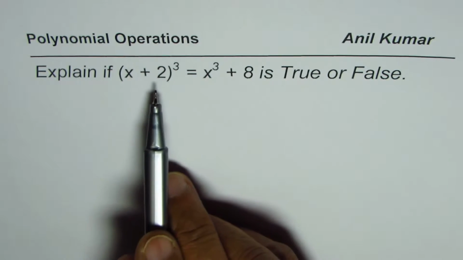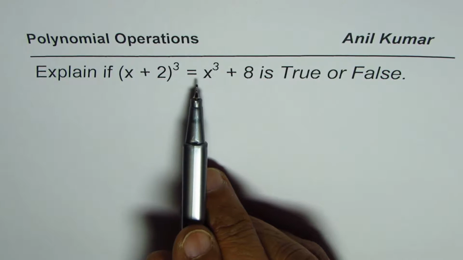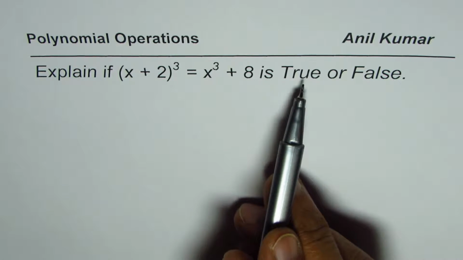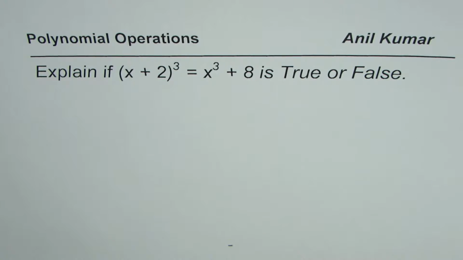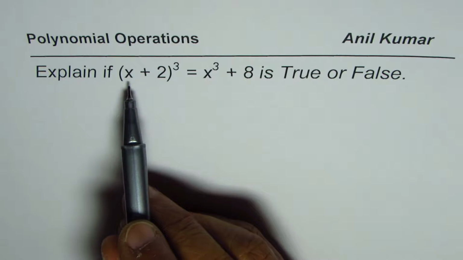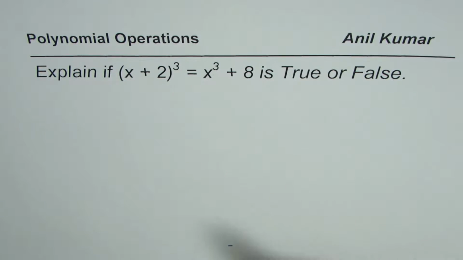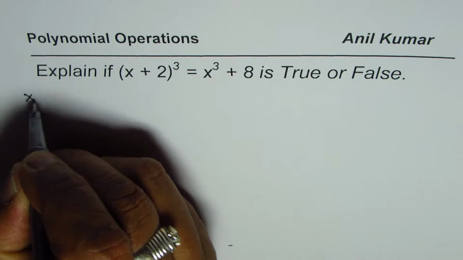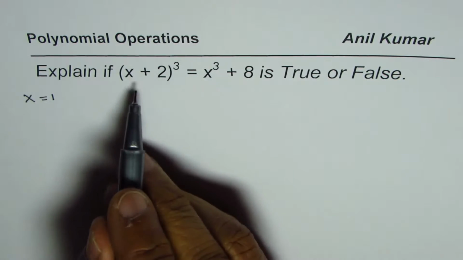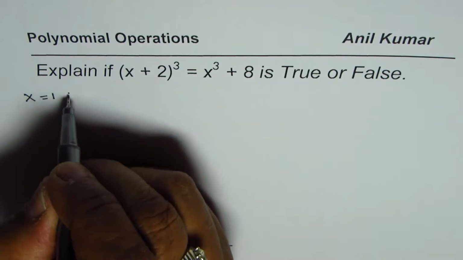Explain if (x + 2)³ is equal to x³ + 8 is true or false. Now there are different ways of explaining this. One, we could substitute different values of x and check. For example, if x equals 1, in that case, what do we get?